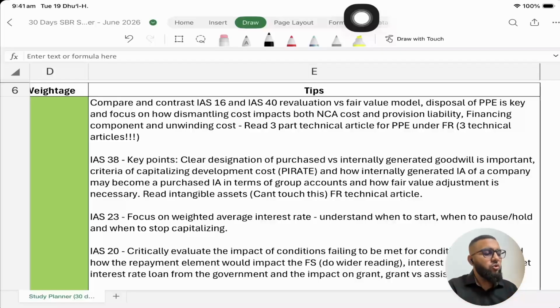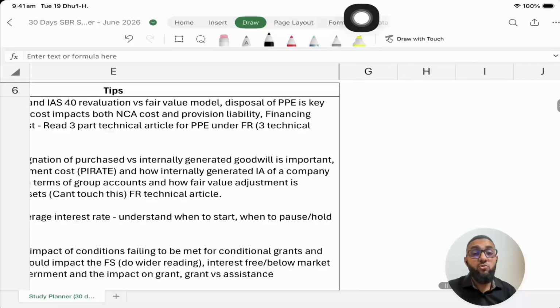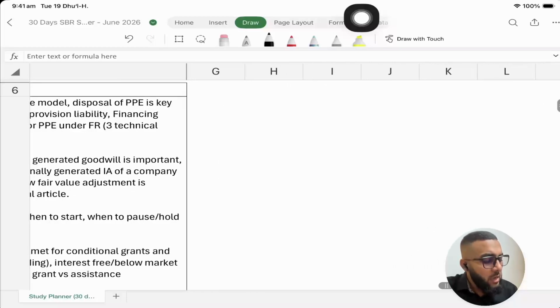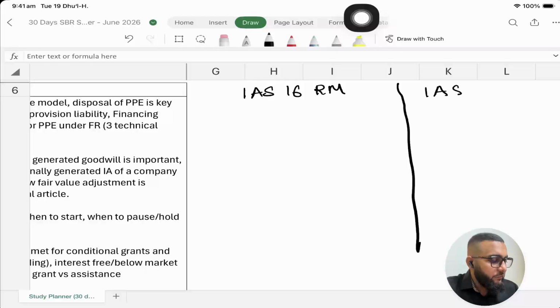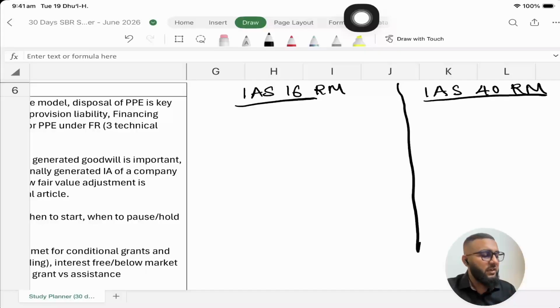Now, let me take you through what the differences are that you need to know and master. When we talk about IAS 16 revaluation model versus IAS 40 fair value model, there are some specific differences that you have to know in order to treat them accordingly. Number one is the revaluation assessment time frame. IAS 16 requires revaluation assessment with sufficient regularity.